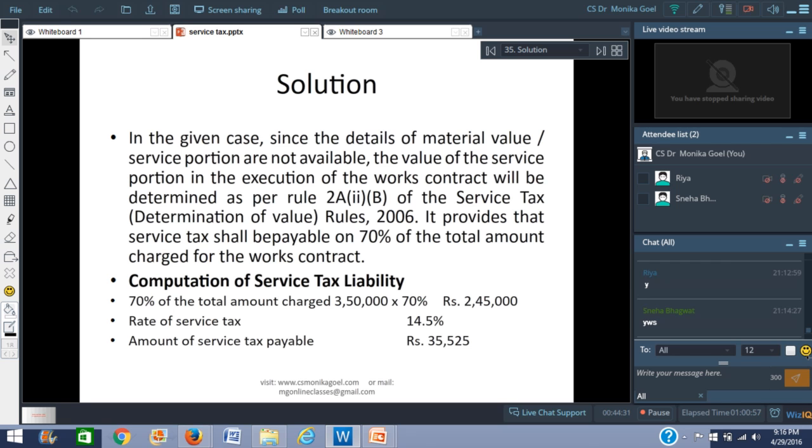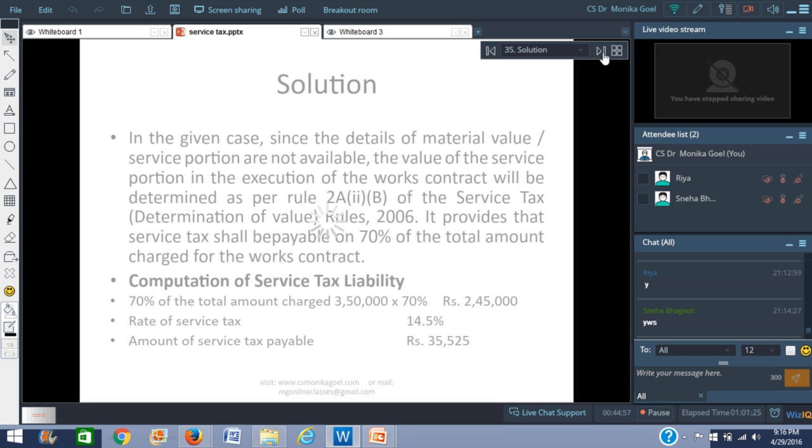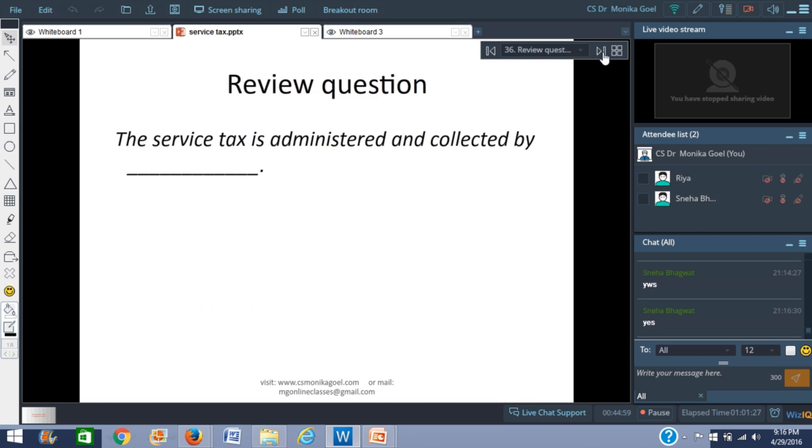On that, we will be charging 14.5% as a rate of service tax, assuming that the services were provided after 15th of November 2015. So the amount of service tax payable is 35,525. Right? You simply have to mention the assumption that assuming that the services were provided after 15th of November 2015, that is why we're taking the rate of service tax as 14.5%. Is it clear? Is it getting clear?